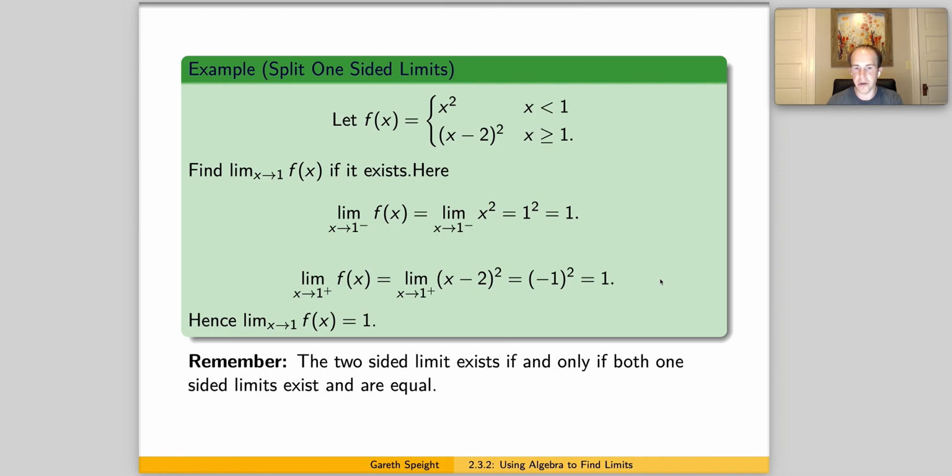So here was what we used: the two-sided limit exists if and only if both one-sided limits exist and are equal. So that's it for this time. Remember, if the limit laws or direct substitution property don't immediately apply to one example you're looking at, you can try to use some algebraic techniques, or maybe if the function is defined via pieces, split into one-sided limits.